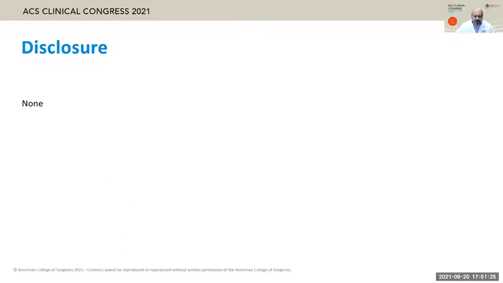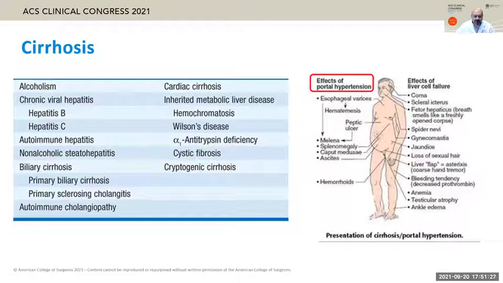I have no disclosures. So cirrhosis is a complex disease. The etiologies are several. Most of them are associated with alcoholism, as well as different viral etiologies. The manifestations of cirrhosis are several, but one of the ones that we're going to speak to you about today is that associated with portal hypertension and the result of portal hypertension, which is upper GI bleed.